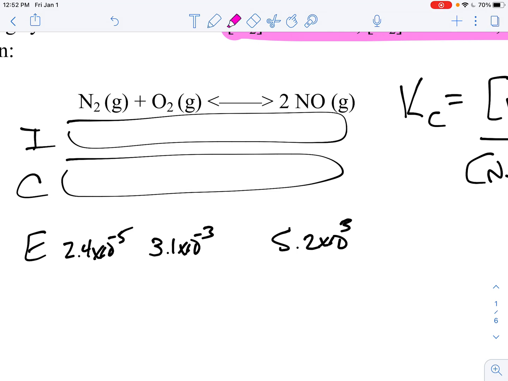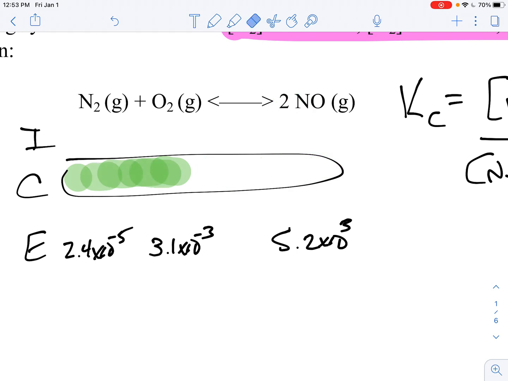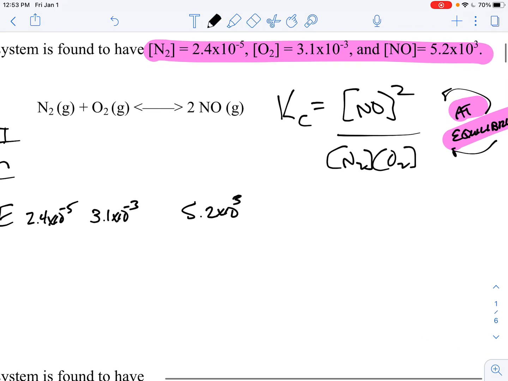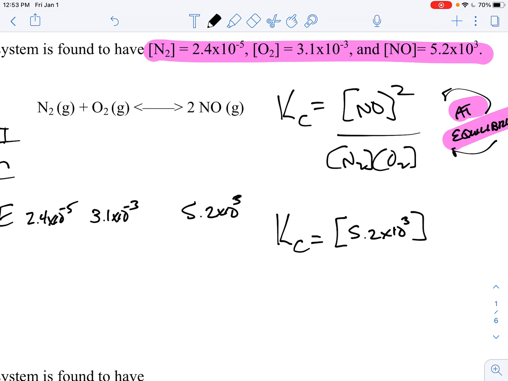Now, if they had given us some initial amount, and if we had to take the change into account there, then yeah, that 2 that was there, we would have to account for when we were dealing with the stoichiometric ratios of everything. But they've told us what the number is. Don't make it complicated. So all we have to do then is take our numbers and plug them into our equation. So apparently our top number is 5.2 times 10 to the third, and I'm going to have to square it because of that 2 there.